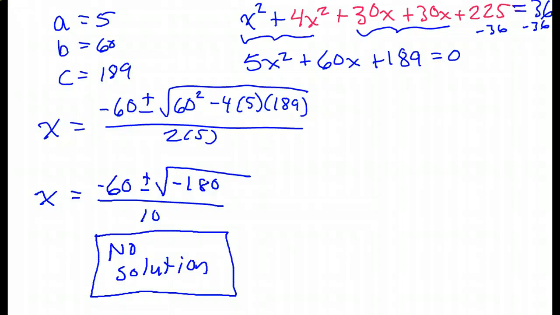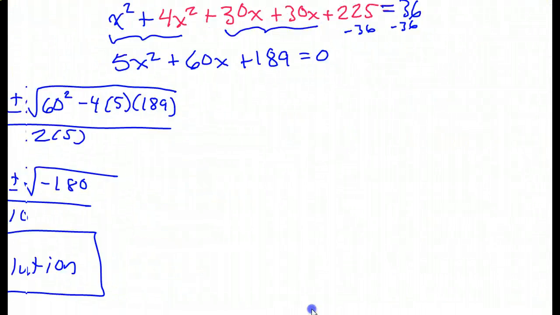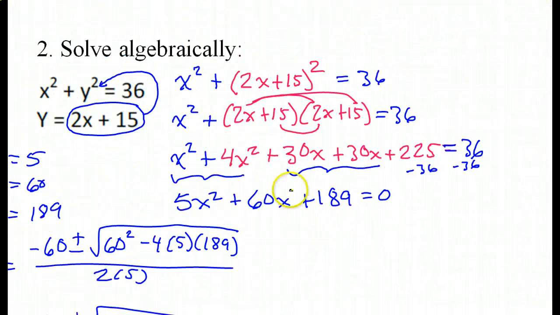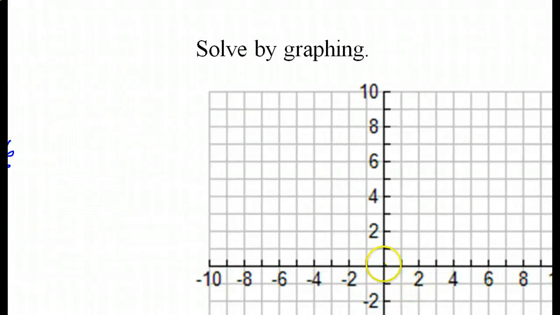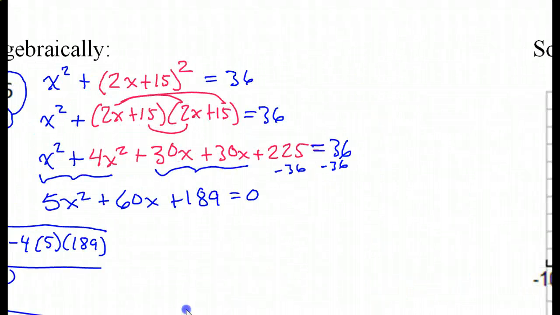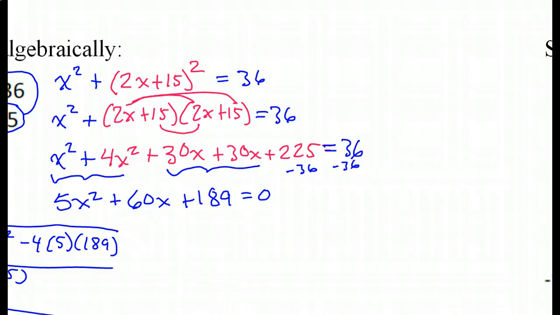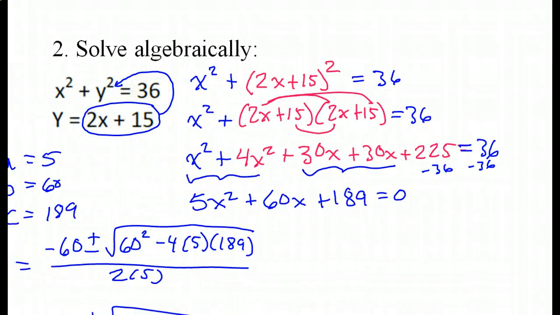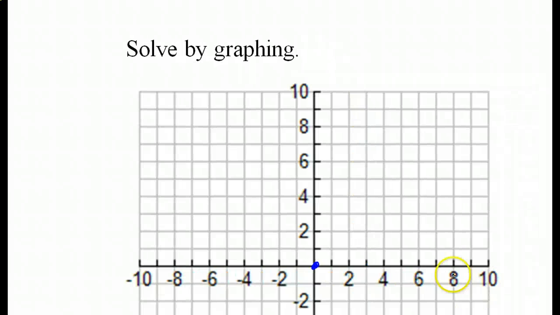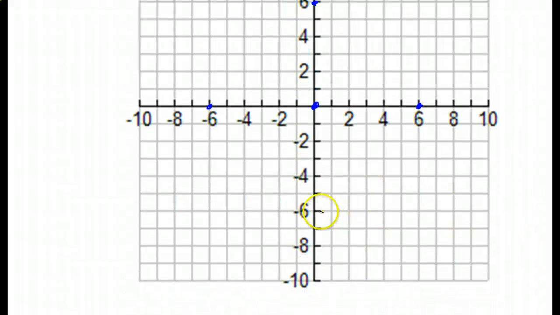Now let's graph it and verify our no solution. Let's see what no solution looks like. Okay, so the center is at 0, 0. The radius is 6. All right, see the 36? So the radius is 6. Okay, so that's here, here, here, and here. All right, so let's go ahead and draw that circle.